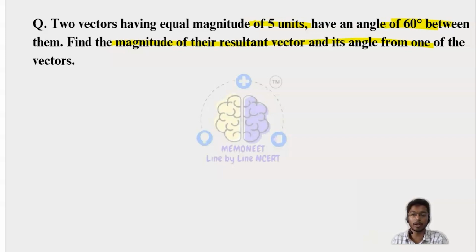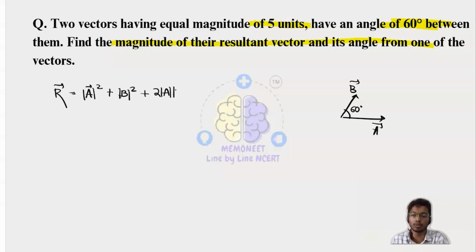So we have to find out the resultant vector. Let's say we have here one vector, A vector, and it is B vector, and the angle between them is 60 degrees, and both are of 5 units. So we can write the resultant is equal to the square root of A magnitude square plus B magnitude square plus 2 A magnitude into B magnitude into cos theta. Cos theta is the angle between the two vectors.